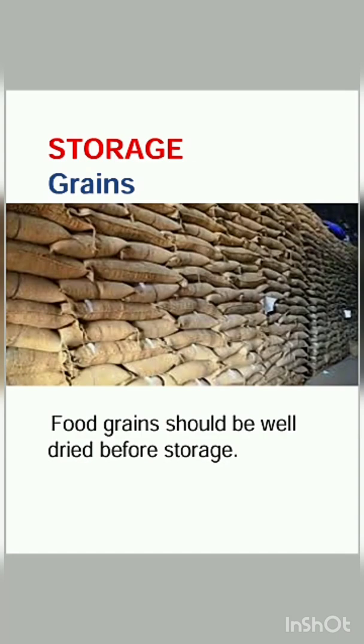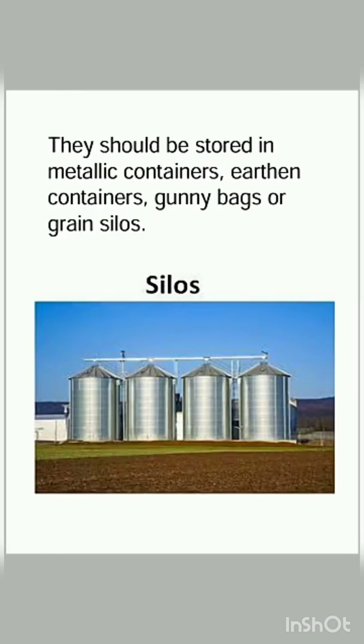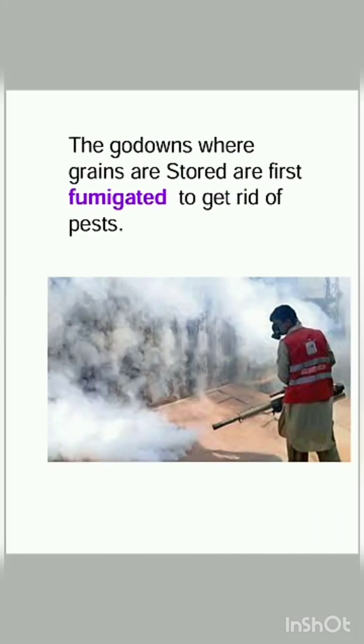After harvesting, the last process is storage. Storage of grains. Food grains should be well dried before storage because moisture encourages the growth of microorganisms. They are then stored in metal or earthen containers or grain silos. The godowns where grains are stored are first fumigated to get rid of pests.